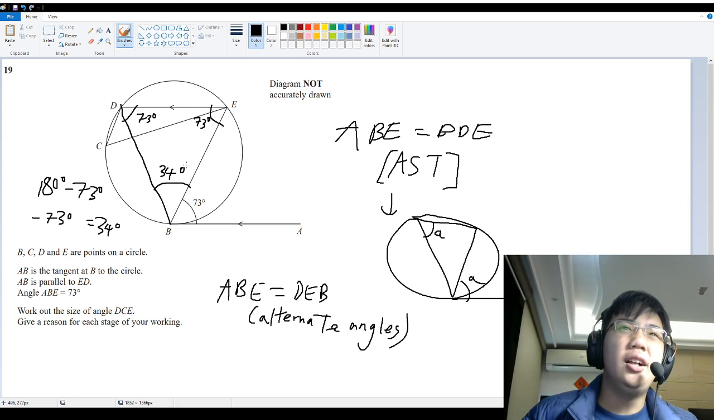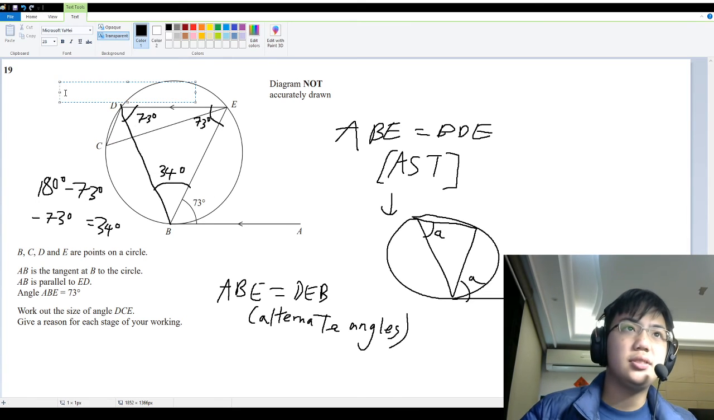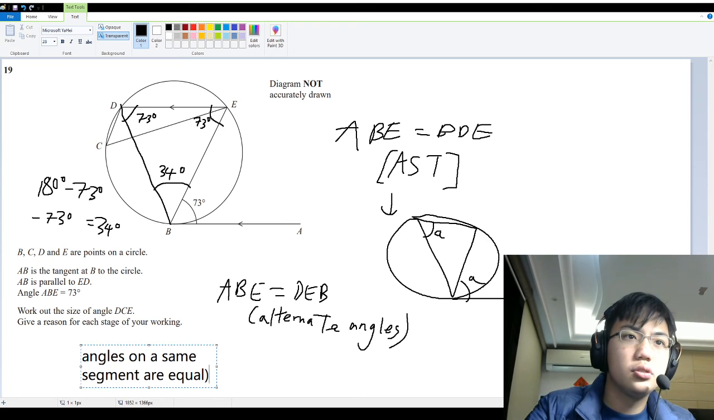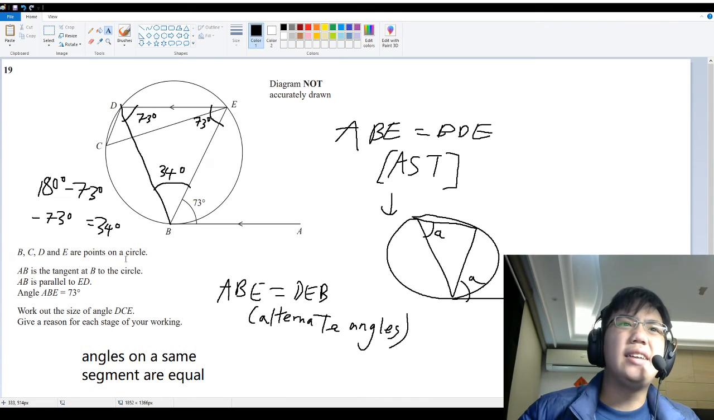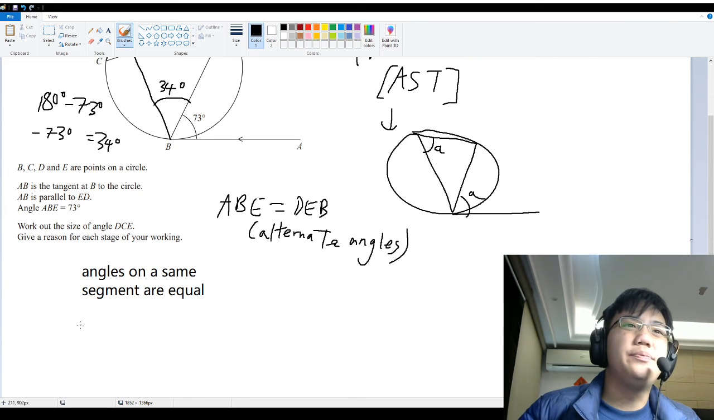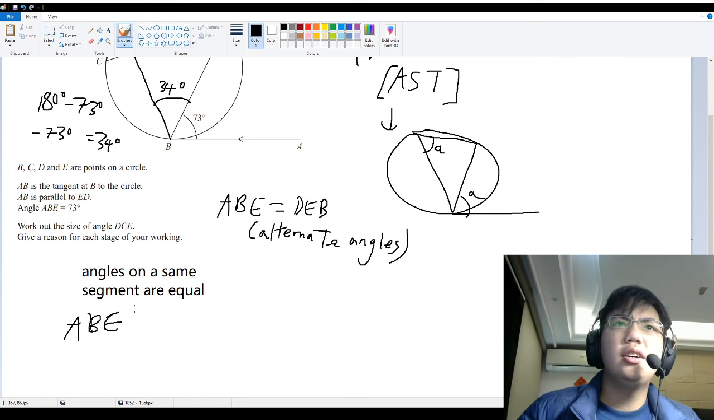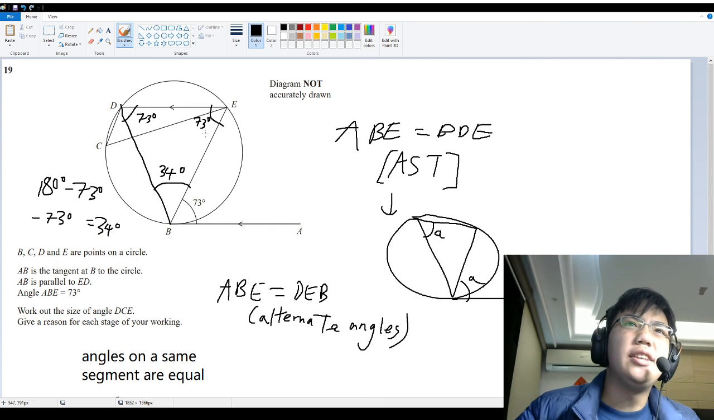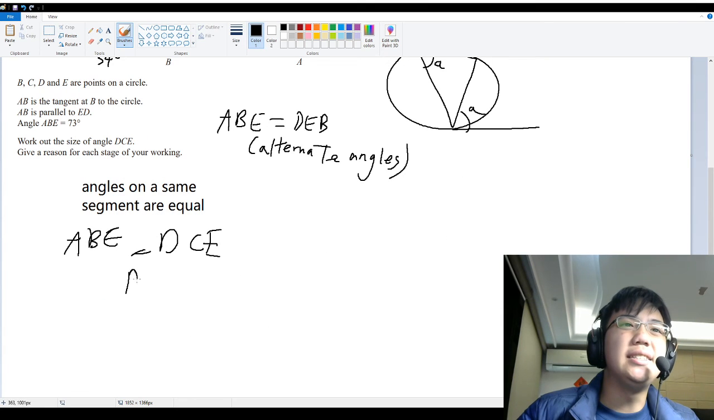Now we have to use another circle rule, one last circle rule to figure out the angle DCE. The rule is that angles on the same segment are equal, which means that ABE equals DCE because they both come from the segment DE.